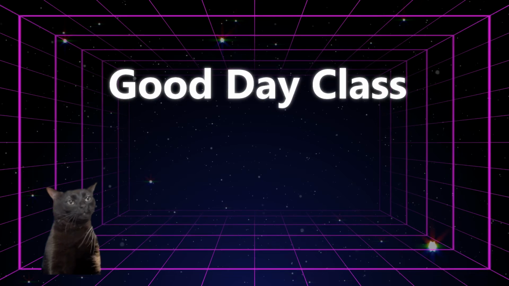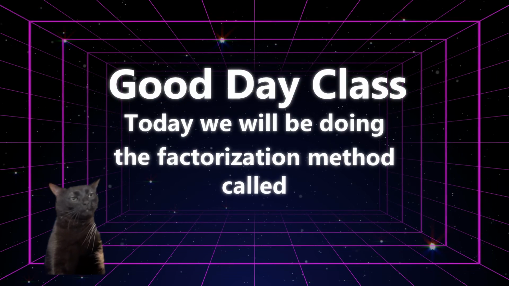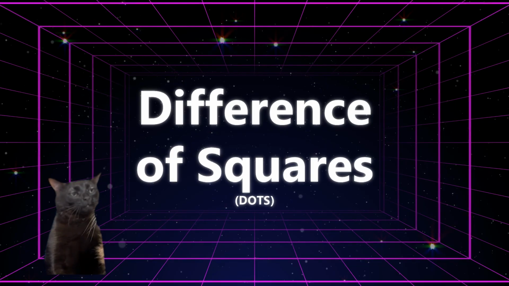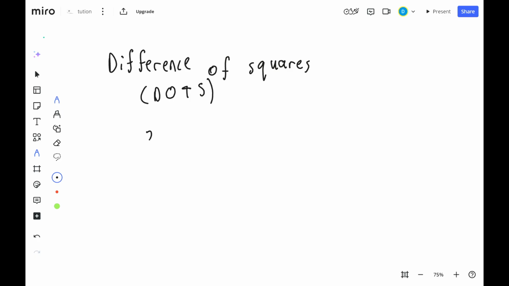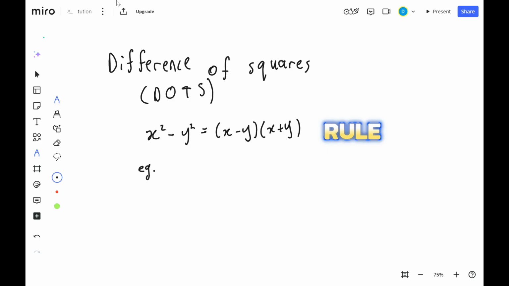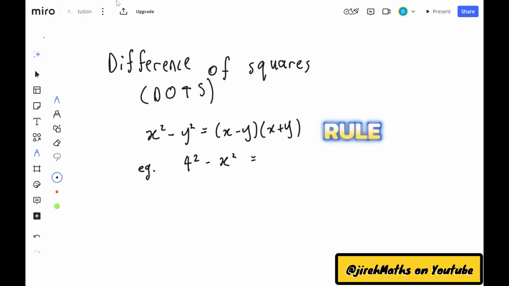Good day, class. Today we will be doing the factorization method called difference of squares, or as it's abbreviated, DOTS. What is the rule? If we have x squared minus y squared, that can be written as x minus y into x plus y. That's the rule. For example, if we have 4 squared minus x squared, that can be written as 4 minus x into 4 plus x.